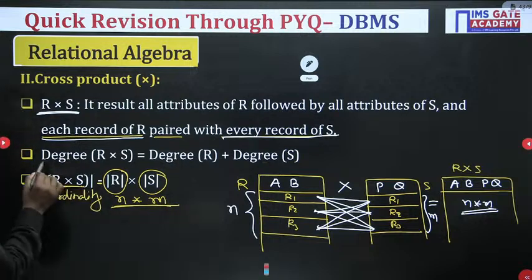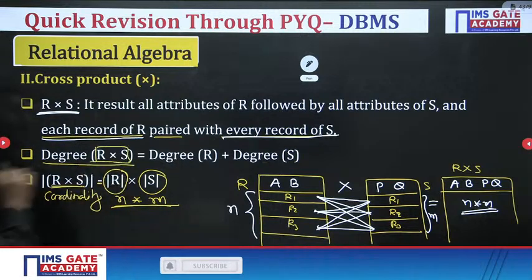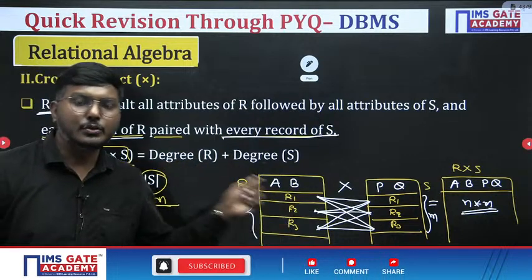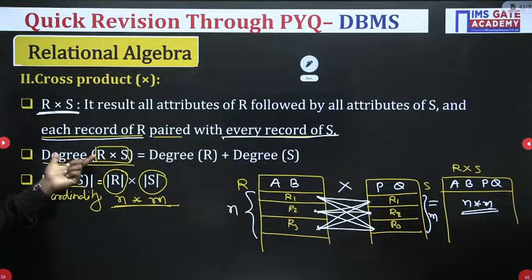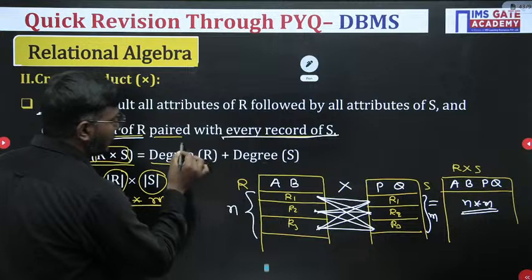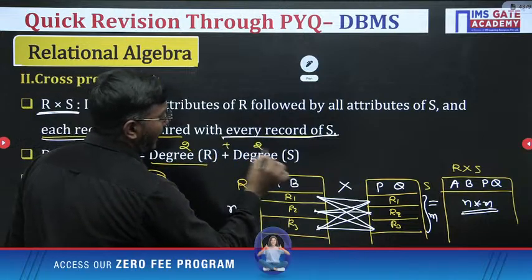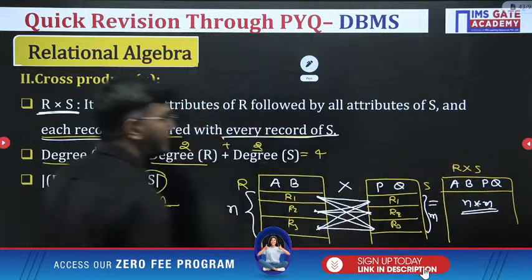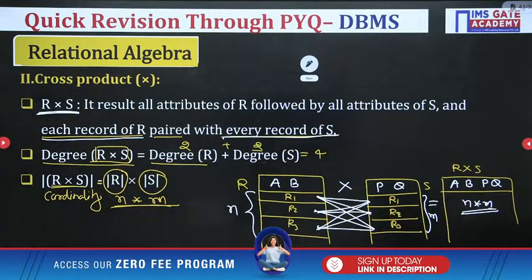And what is the degree of R cross product S? Degree means number of attributes. So the degree of the cross product R cross product S will be the degree of R, that is 2, plus the degree of S, that is 2. Finally, how many attributes? 4 attributes: A, B, P, Q. Understood? This is nothing but our cross product.